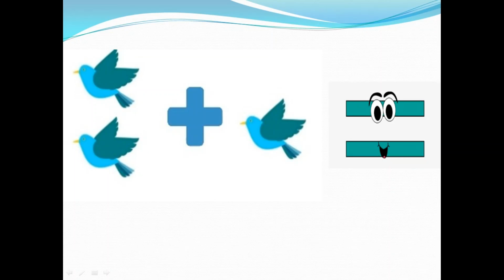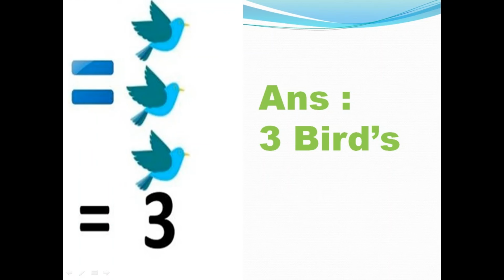Let's count the birds. Count and answer. 1, 2. 2 birds plus 1 bird equals to? Yes, you are right. Answer is 3 birds. Well done, kids.